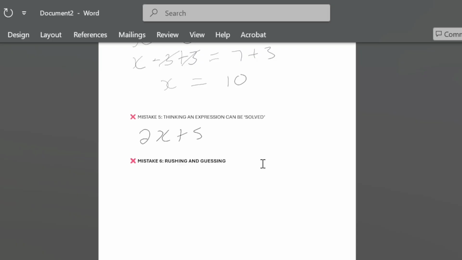Right, now this brings us to the end. Remember, most algebra mistakes happen because learners rush or don't understand the basics. If you understand what expressions and equations are and you work step by step, algebra becomes much easier.